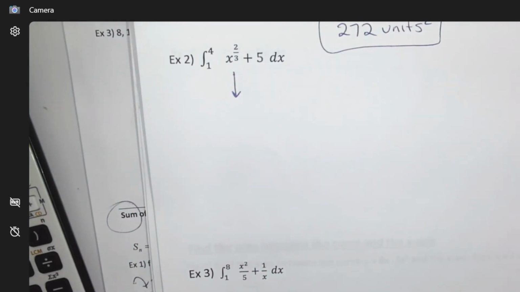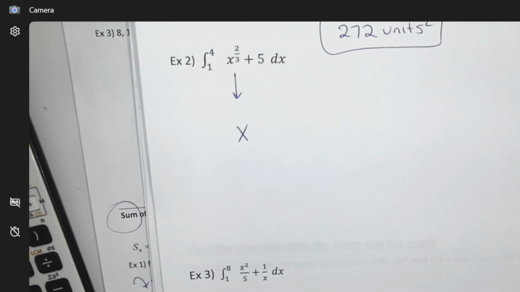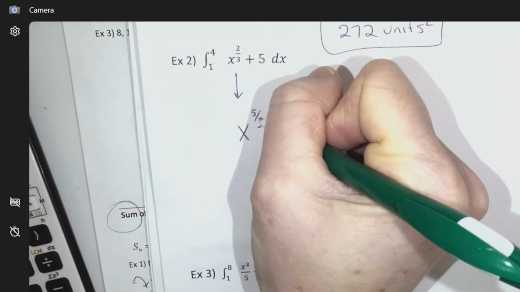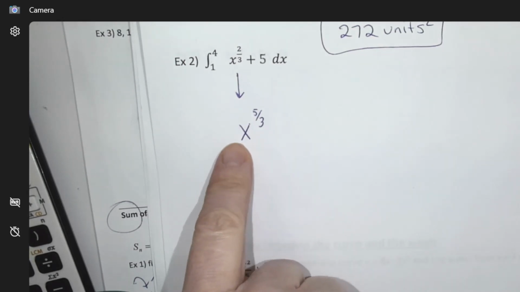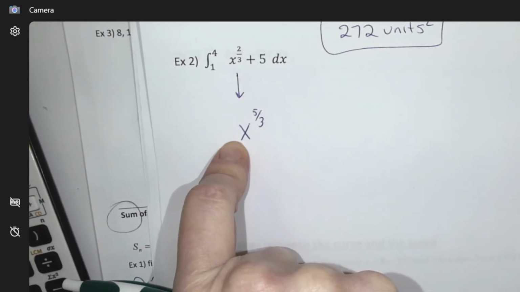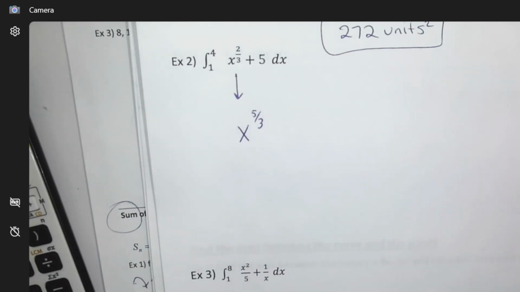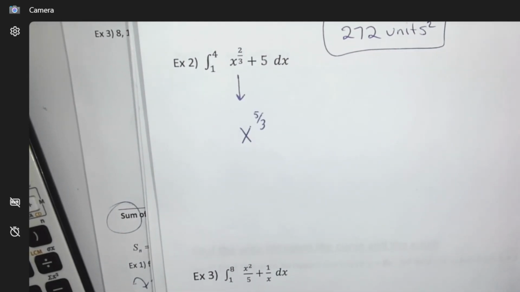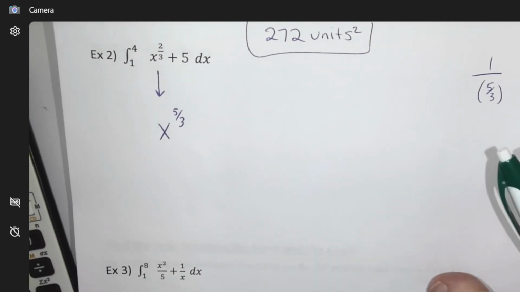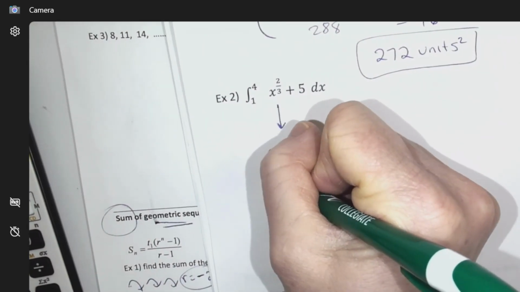Okay, this one might be a little tricky. We have to go up. So what would the original exponent be if we had gone up? 5/3. What do you get if you, well, there was a 1 there, so what do you get if you do a 1 divided by that? 3/5.